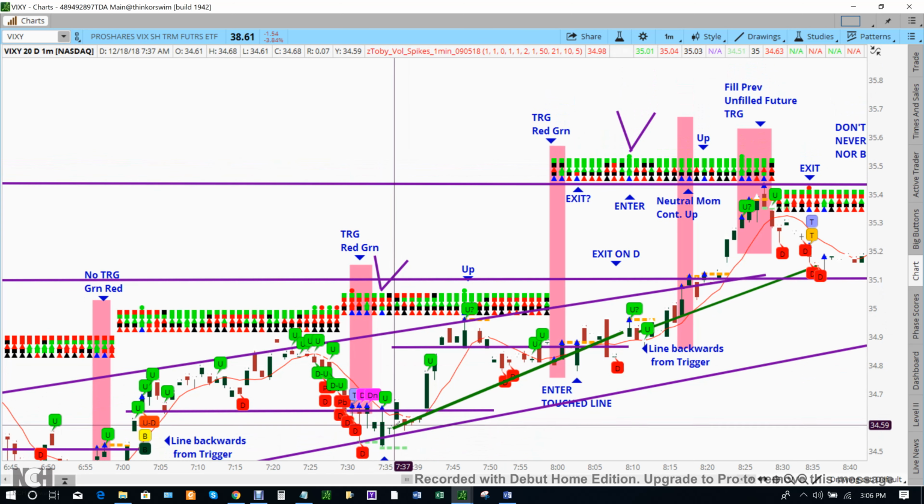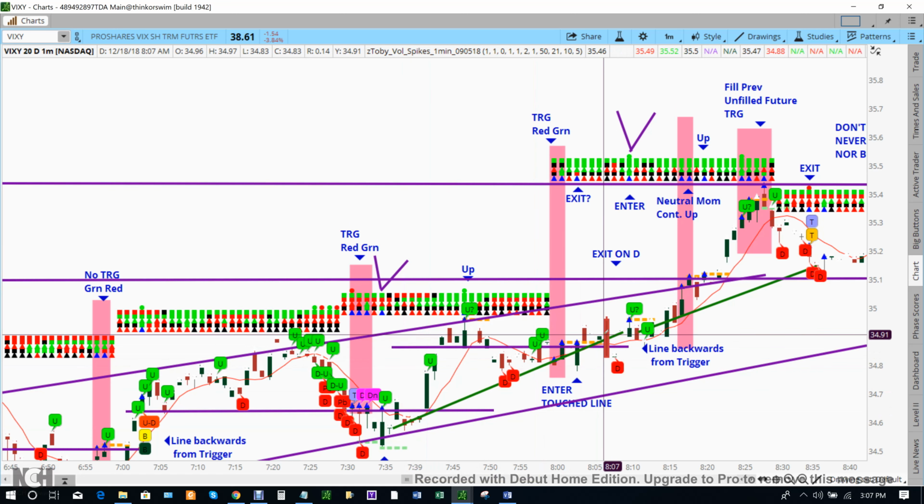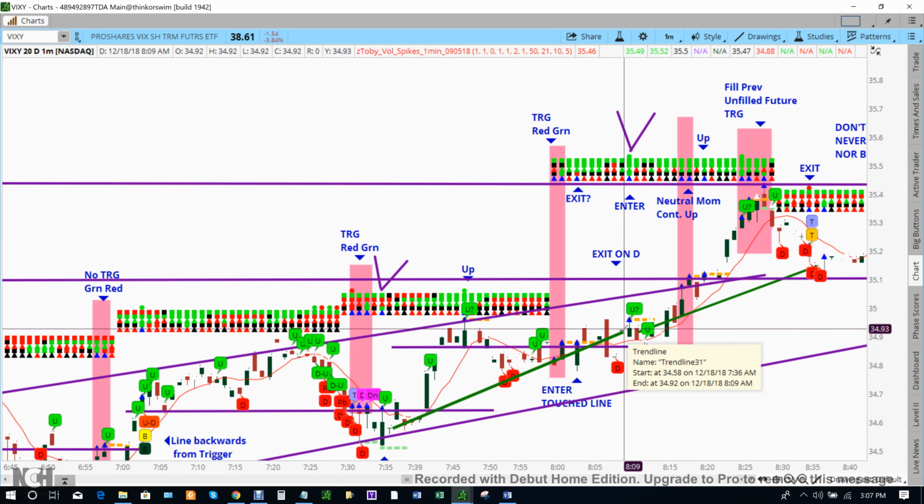So that's one trade that day, and this one is 34.60 to 34.90. That's 60 cents. So that's almost a 2% gain right there. Oh, I'm sorry. That's a 30-cent gain. So that would be a 1% gain right here.